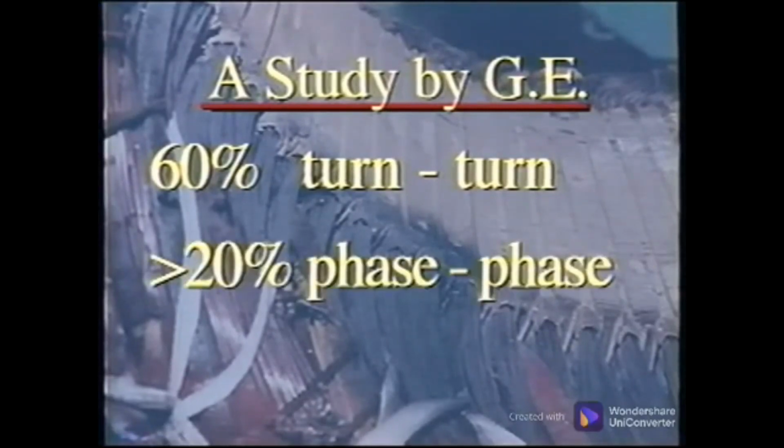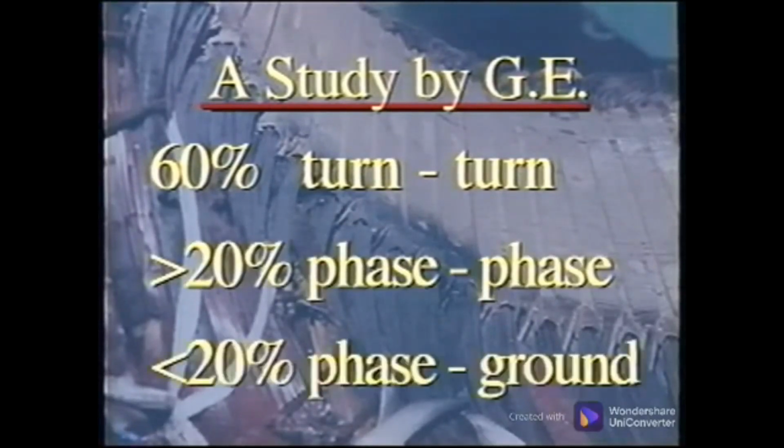A study by GE on the cause of motor failure showed that nearly 60% of the failures were due to turn shorts. Phase-to-phase shorts accounted for just over 20%, and shorts to ground accounted for the rest.